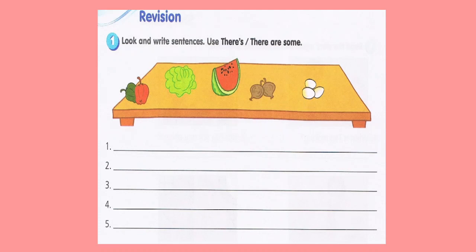First we have some chili pepper. Then we have a lettuce, a slice of watermelon, onion, and I guess those are eggs, if not ping pong balls. So I will give you all 5 minutes to answer it on your own. After 5 minutes, after you all have answered it, then I will discuss the correct or acceptable answers. Your 5 minutes start now.